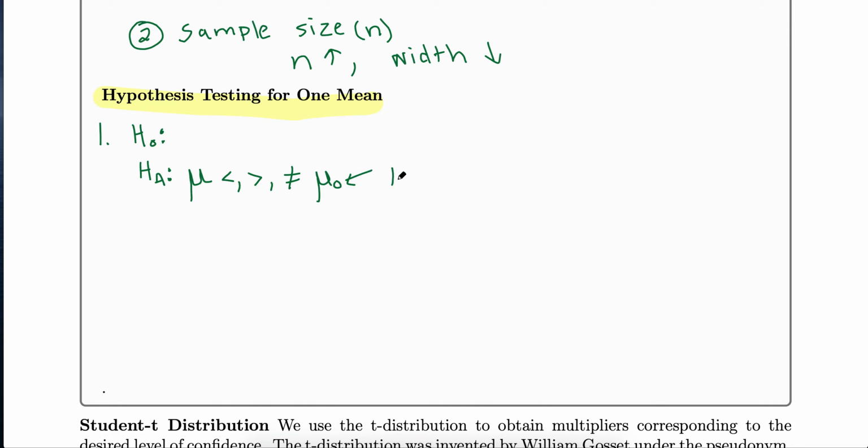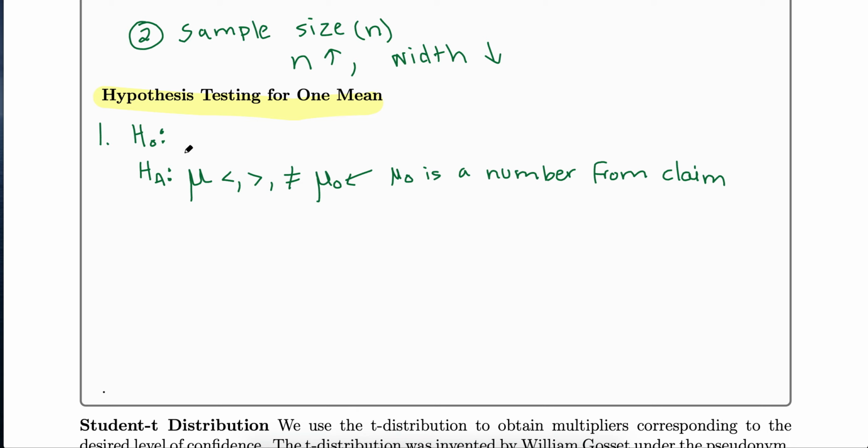Maybe let me jot that down. Mu naught is a number from our claim, not from the data. We haven't collected any data yet. We just have some hypothesis. Population mean is related to this claim in one of these ways.